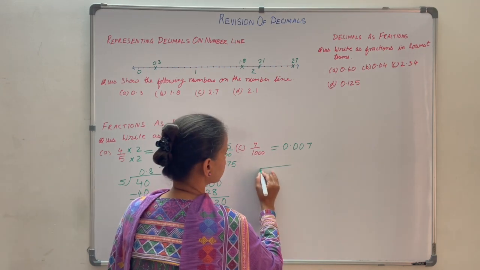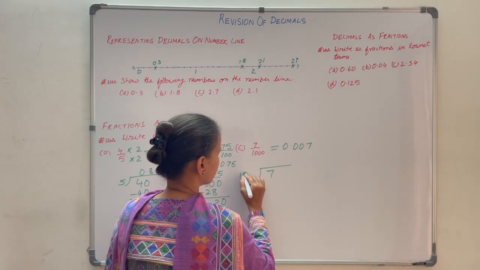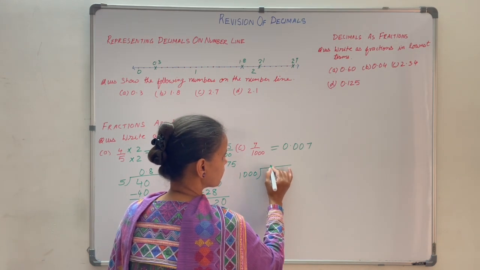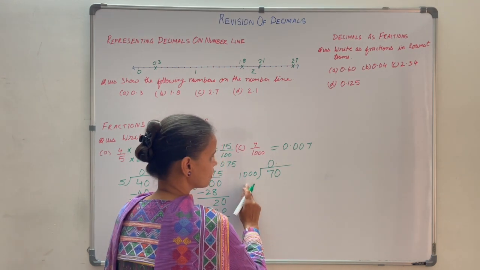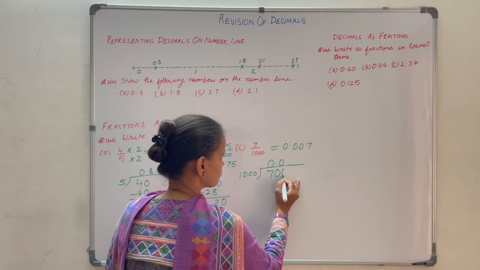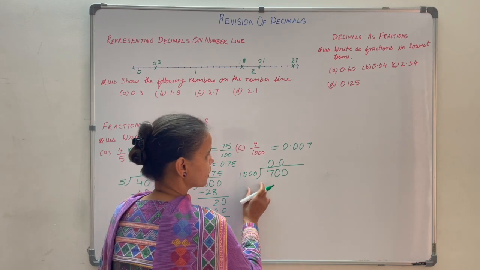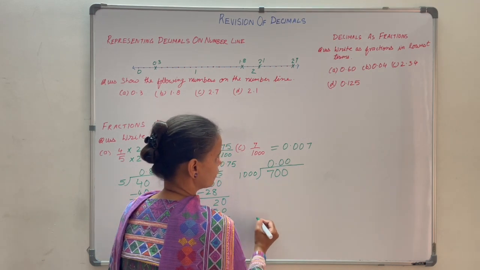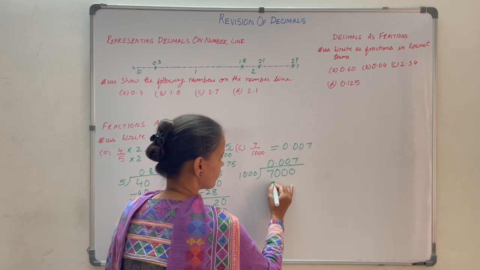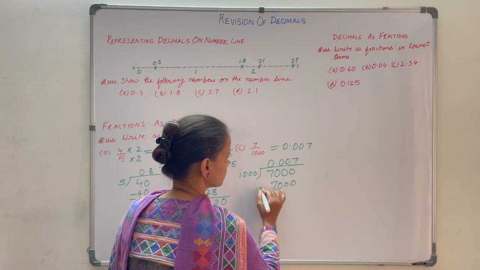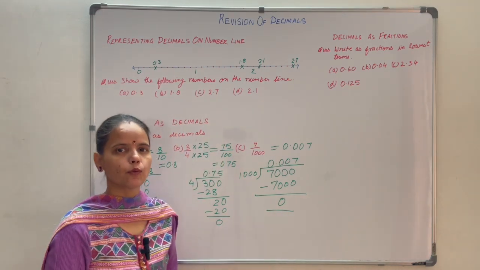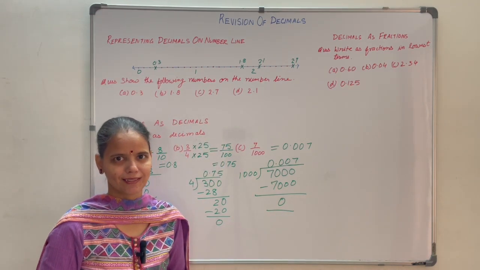Now let us divide 7 by 1000. So 7 will not go. You need to put one 0. Now you see, does it go? 70 will not go. So you need to write down one more 0. So now you bring one more 0. 700 will not go. 7000, it will go. How many times? 7 times. 7 into 1000 is 7000. All the three methods I have discussed here. Whatever method you like, you can do it.